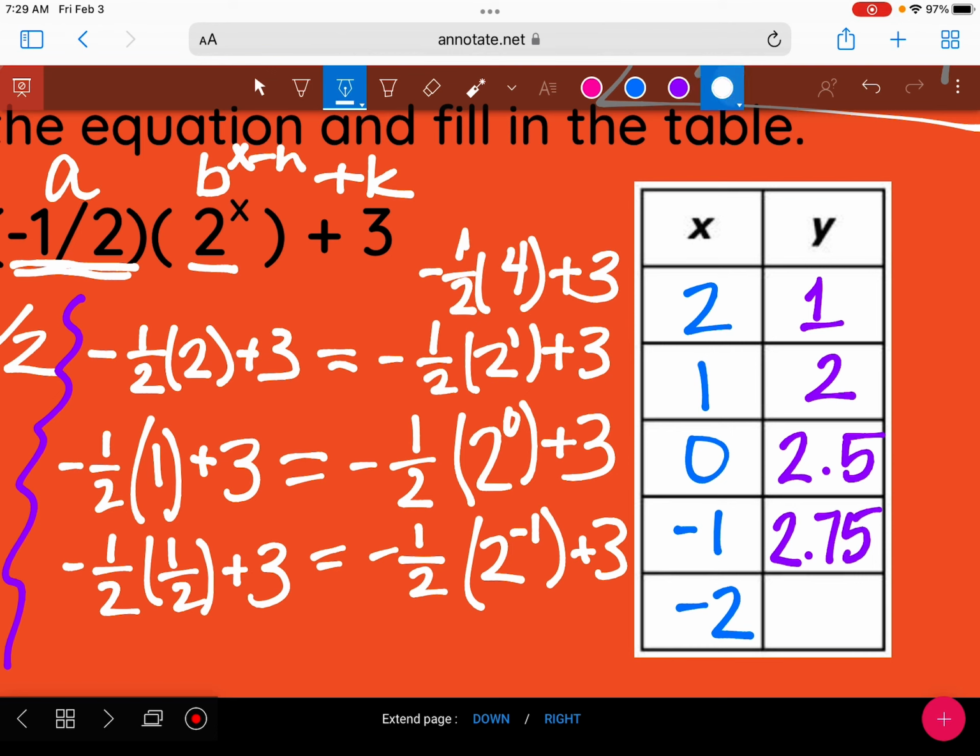All right, and then we plug in negative 2. So 2 to the negative 2 plus 3, which means we're multiplying negative 1/2 times what? What's 2 to the negative 2? It's a fraction.